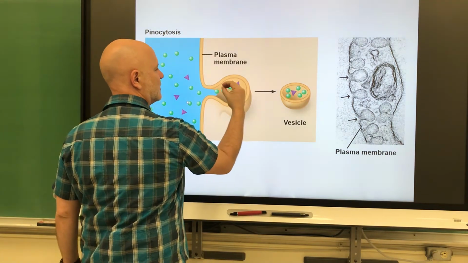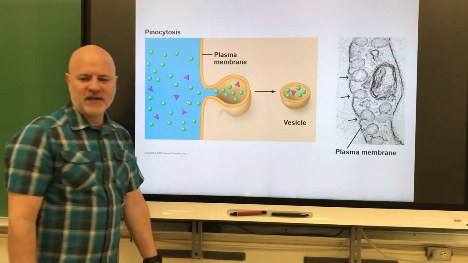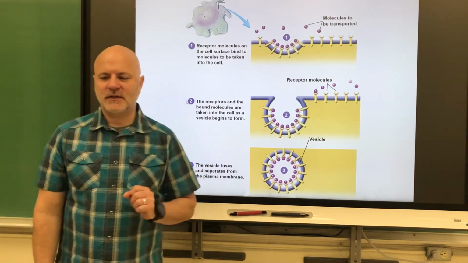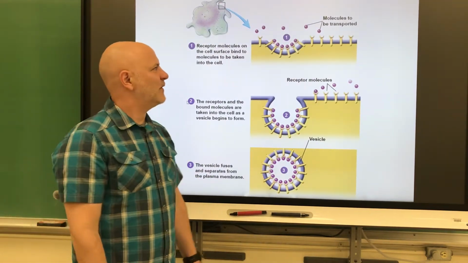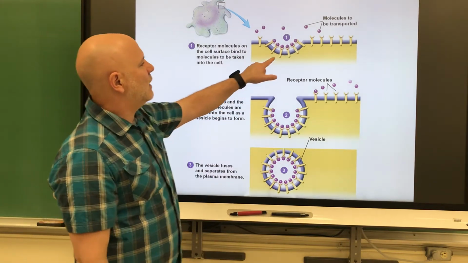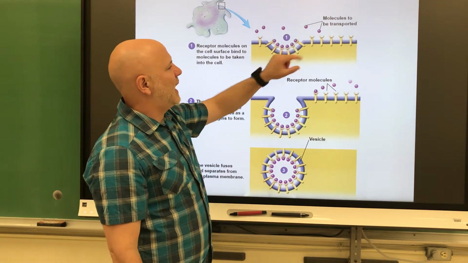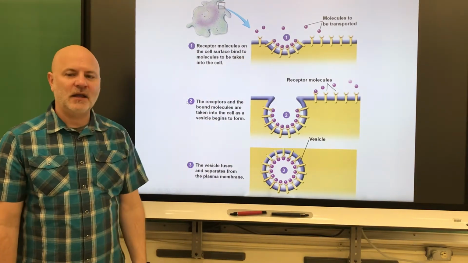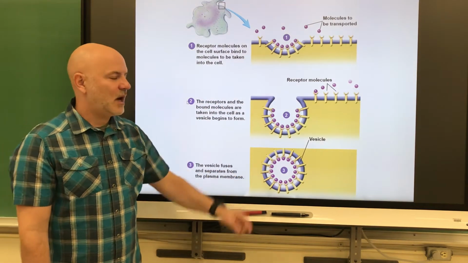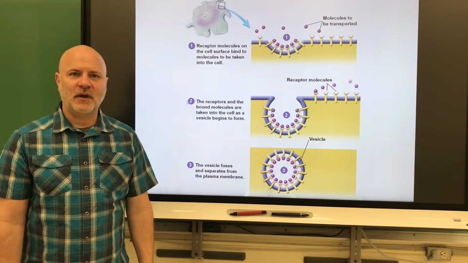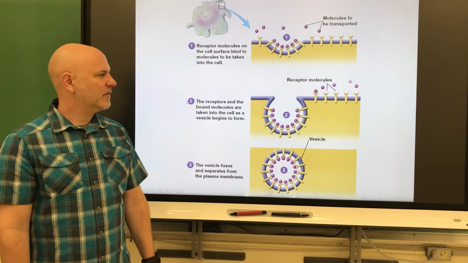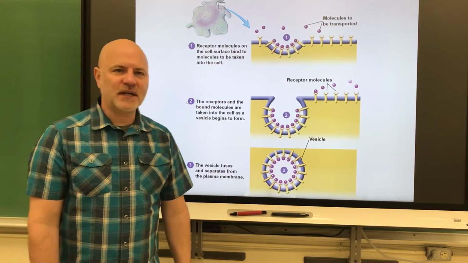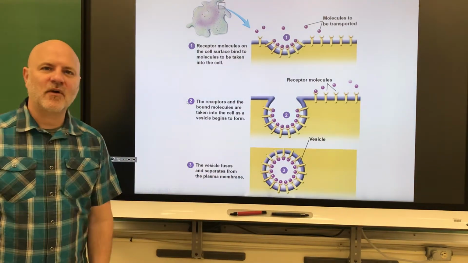We're just going to suck some fluid in, pinch it off into a vesicle. Next is receptor-mediated endocytosis. This is endocytosis around a specific molecule. So here we use a receptor protein. It's going to bind to that particular molecule, and then we're going to draw it into the cell in a vesicle. And this is one of the major ways in which we get cholesterol out of our blood by our liver cells. Cholesterol molecules will bind to these LDL receptors, and we'll draw that cholesterol out of our blood.